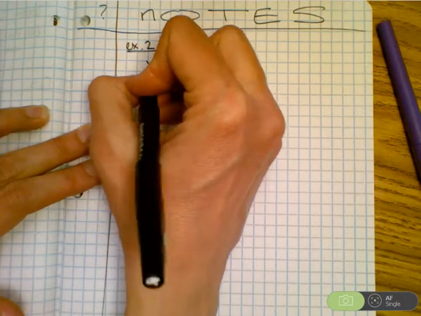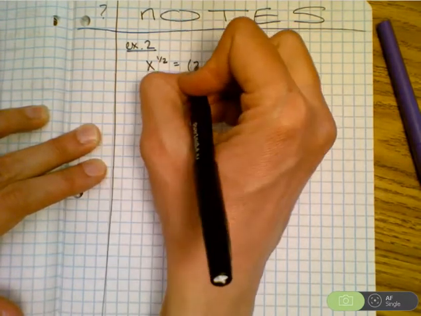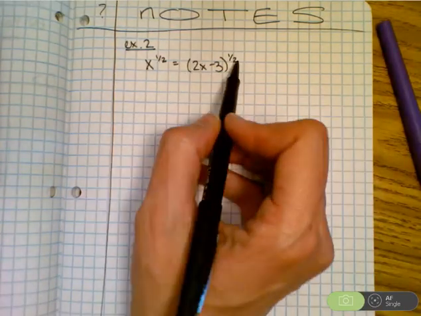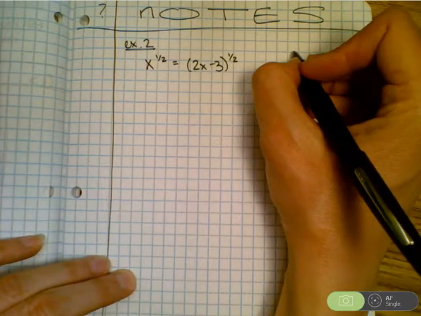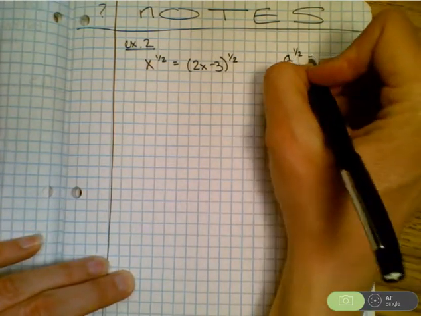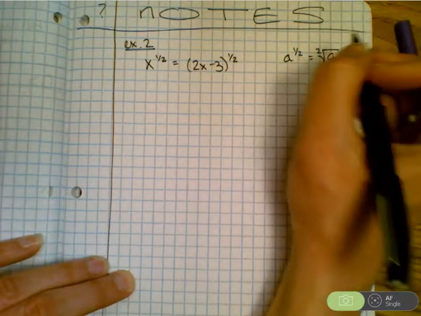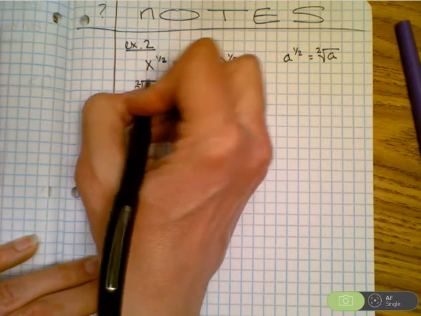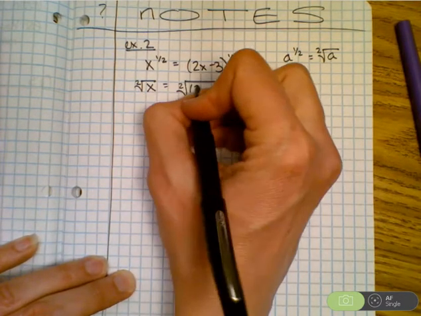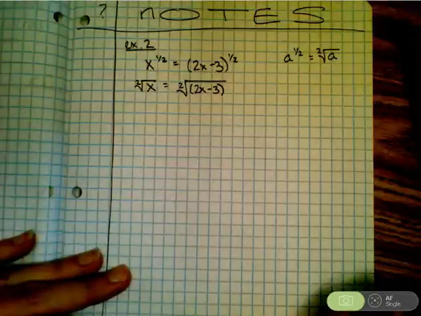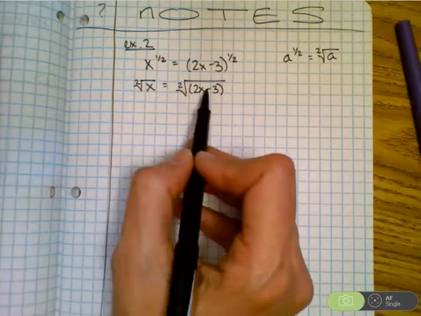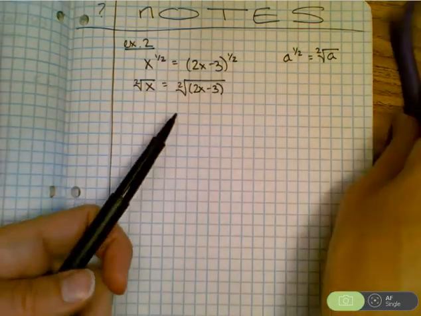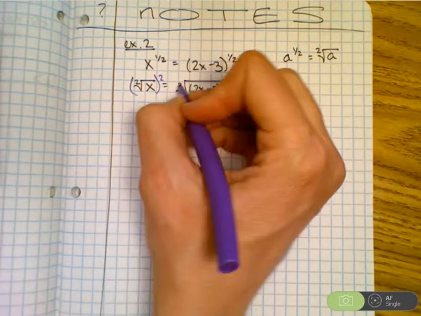We have x to the 1/2 equals 2x minus 3 to the 1/2. So this is one where we start with fractional exponents, and remember something to the 1/2 is just the same as the square root of that something. So I'm going to use that idea and change this to the square root of x equals the square root of 2x minus 3. Now I look at this and notice I have radicals on both sides, so there's no way to isolate them anymore. So what I'll do right now is just square both sides.